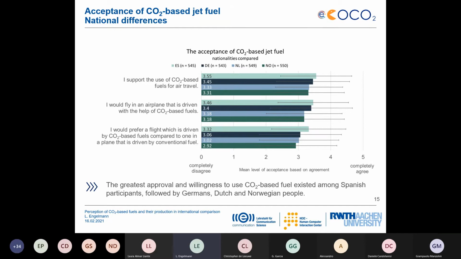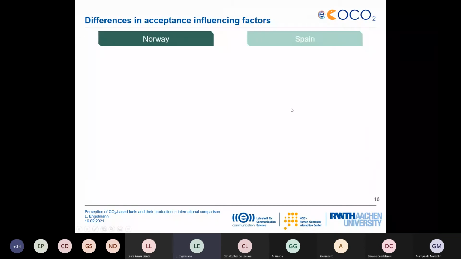Now we know there are national differences, but we want to dive deeper into these results and see if we can also explain or perhaps predict acceptance. I picked the two countries with the highest and lowest mean scores for the three statements you saw before to show you that there are also different predictors for the acceptance of a CCU-based product when comparing nationalities.